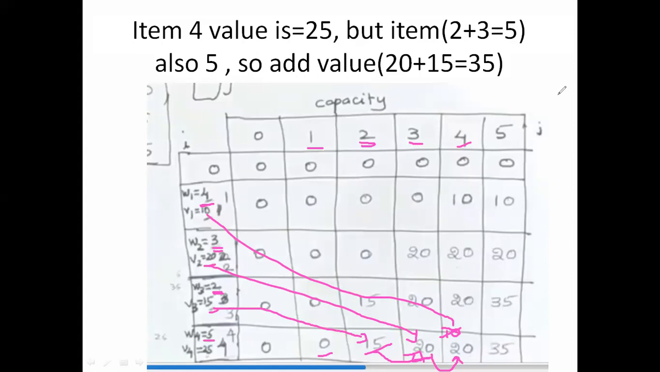Okay. Next, 5 kg capacity. Here 5 kg capacity is there, 25. But compared to the previous, here 3 kg, here 2 kg, totally 5 kg. So what is the value of 5 kg? 20 plus 15, 35. So compared to 25, that 35 is the greater value. So the greater value 35, you have to fill in that 5 kg capacity. Okay, any doubts?